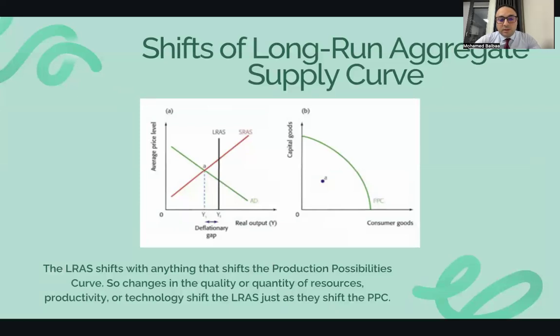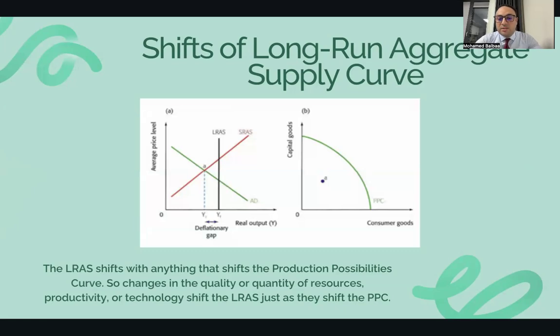Here, the long run aggregate supply curve shifts with anything that shifts the production possibilities curve. If you remember the production possibilities curve, here, this one on the right, graph number B, it shows the possibility of how much we can produce of each of these two products. We have limited possibility. The same is true for the long run aggregate supply. As we know, we can't produce outside the production possibilities curve. If we produce inside the curve at this point A, for example, it's inefficient.